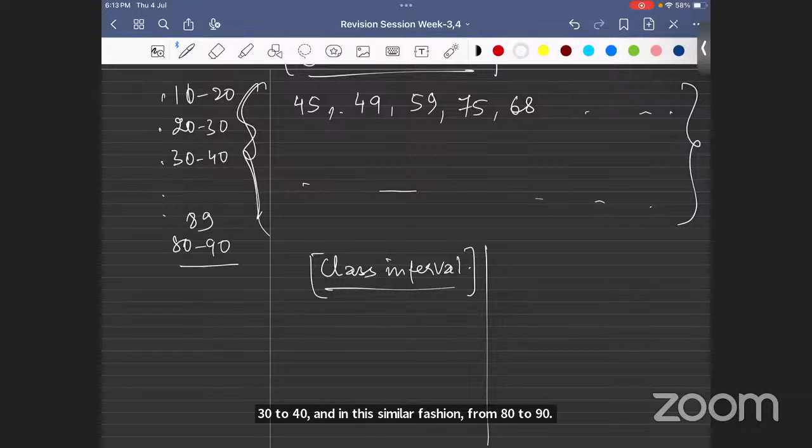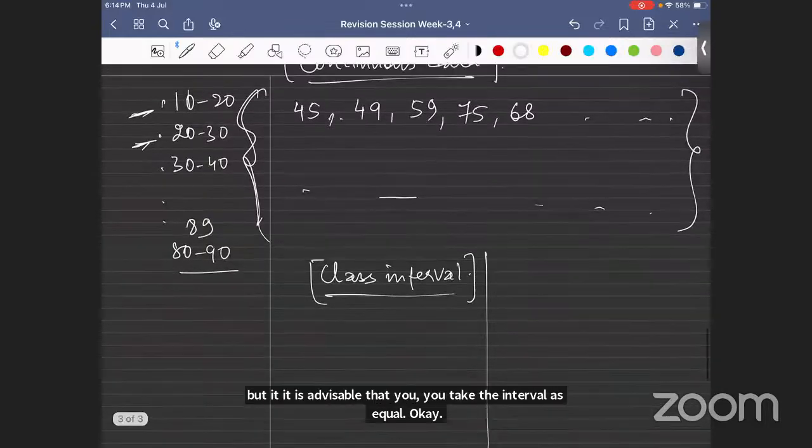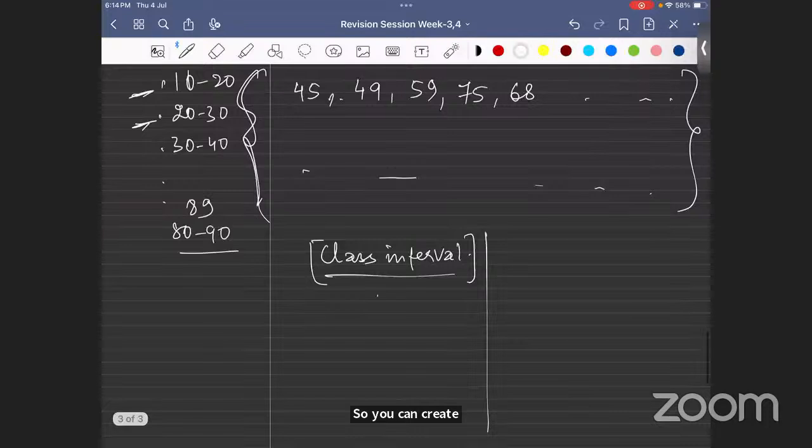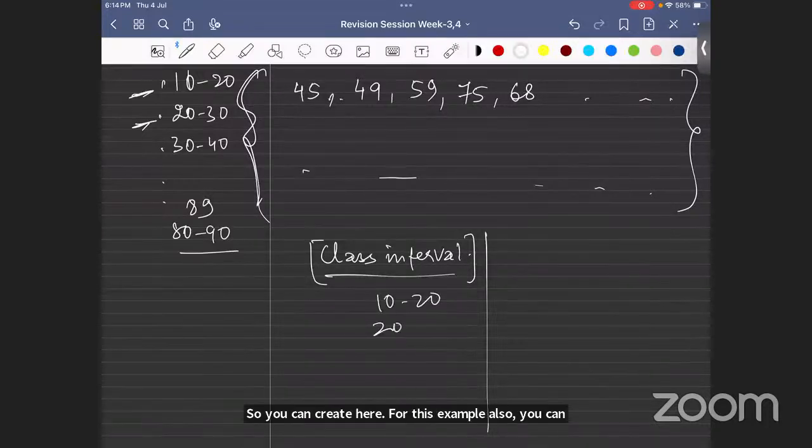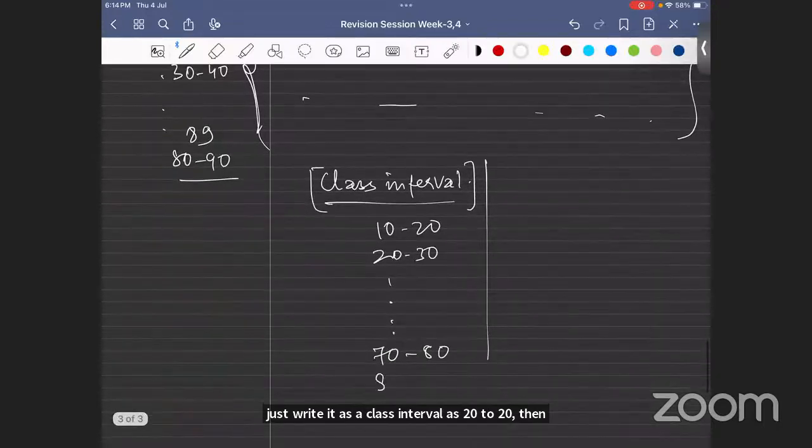One of the things that should be in your mind is that whenever you are creating the class intervals, you should try to create class intervals of equal length. Here you can see that the length is 10, and similarly here also the length is 10. This is advisable. It's not that taking a different interval length is wrong, but it is advisable that you take the intervals as equal. So for this example also, you can write the class intervals as 10 to 20, then 20 to 30, and in the similar fashion from 70 to 80, and then 80 to 90.